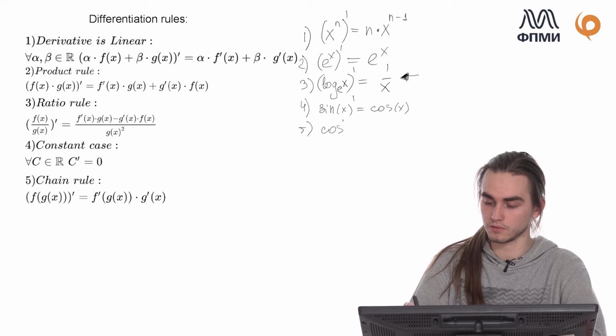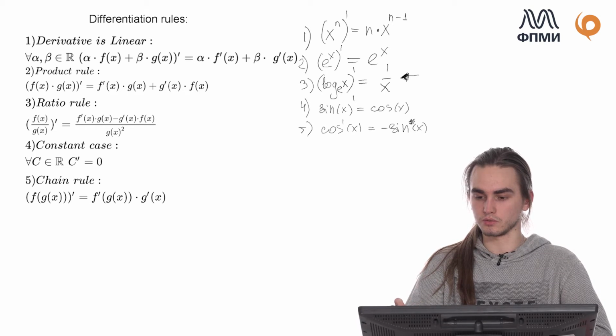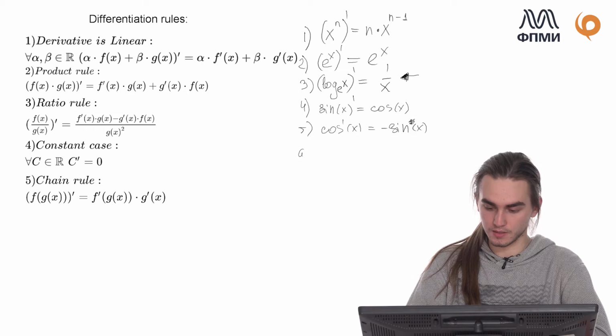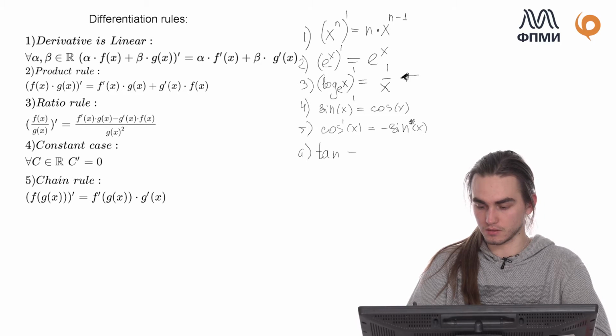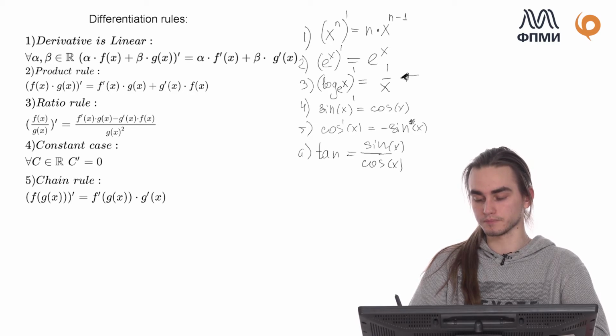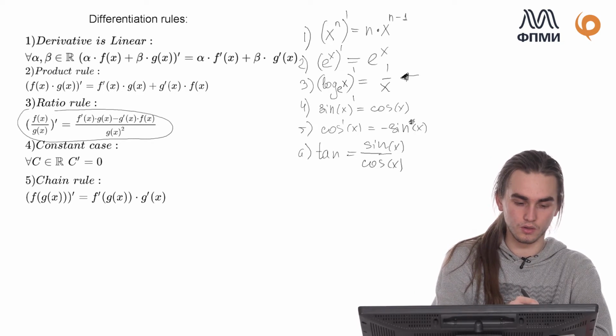Cosinus prime is minus sinus. Yeah, it's not here. Okay. What else do you need to know? So basically tangents is sinus divided by cosinus, so it's okay to use this rule to solve this one.